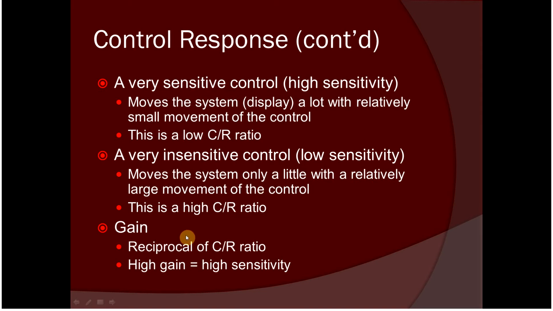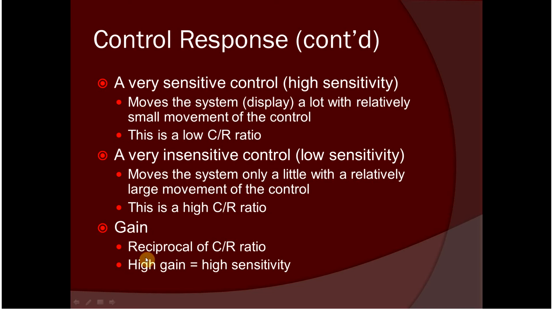Now gain, we generally say gain is the reciprocal of the control response ratio. Notice how a high CR ratio is low sensitivity and a low CR ratio is high sensitivity. Same thing with gain, right? A high gain and high sensitivity are the same thing. So a high CR ratio is a low gain, and a low gain is a high CR ratio. They're reciprocals of one another. So gain is really just another term for sensitivity.